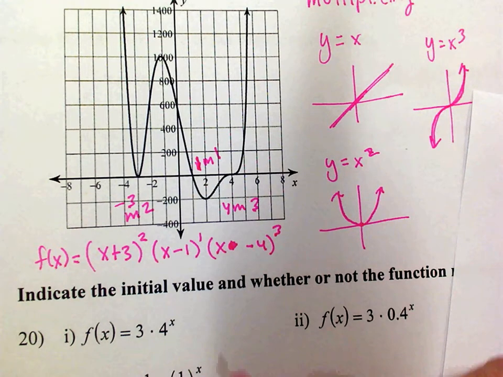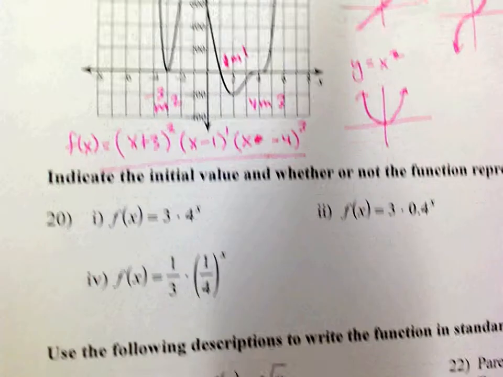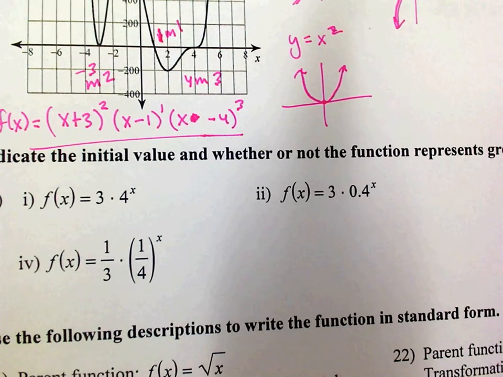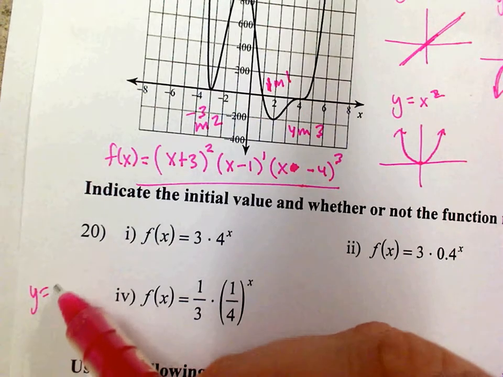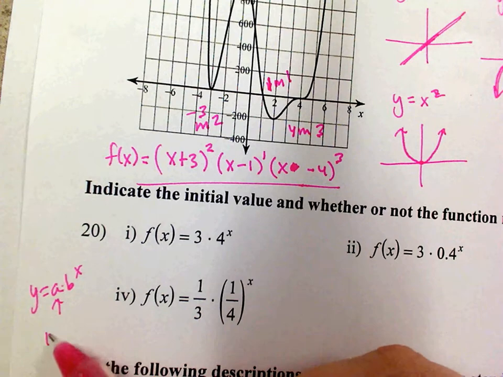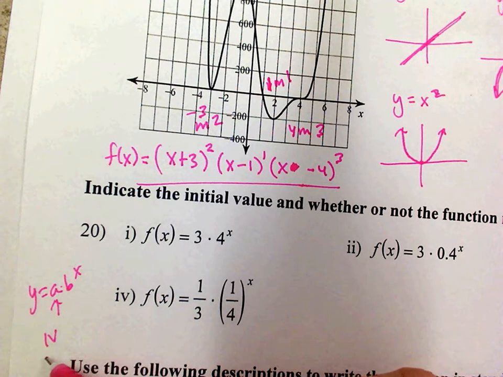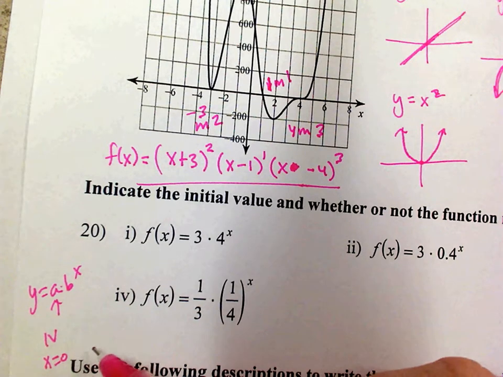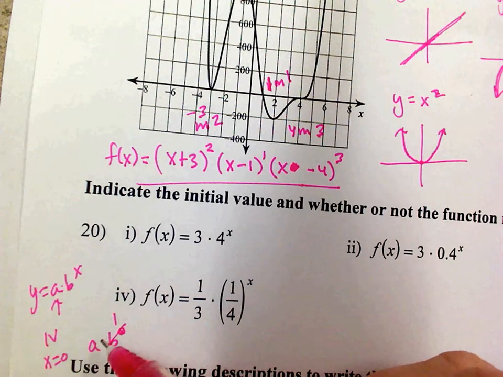Okay, indicate the initial value and whether or not the function represents growth or decay. If you have y equals a times b to the x, a is the initial value, because initial value is when x equals 0. Well, if x equals 0, a times b to the 0, anything to the 0 power other than 0 is 1. So you just get a. So that means when x is 0, the whole function equals a. Okay, so that's the initial value.